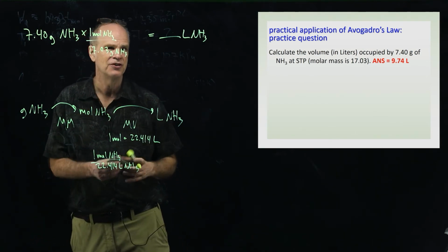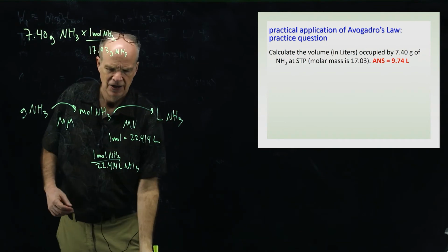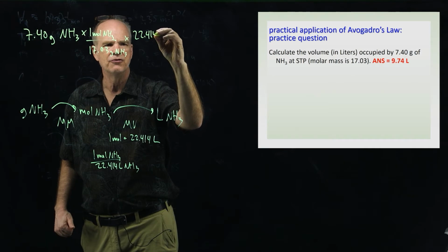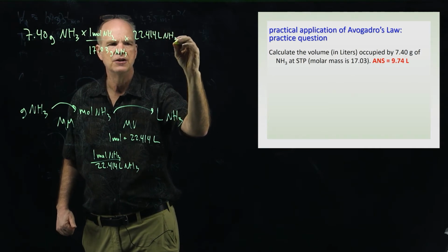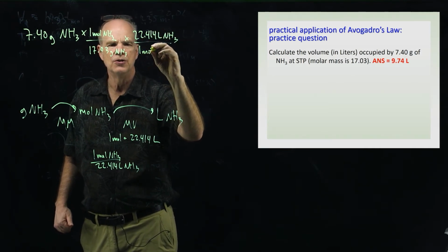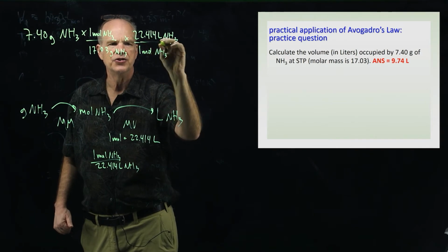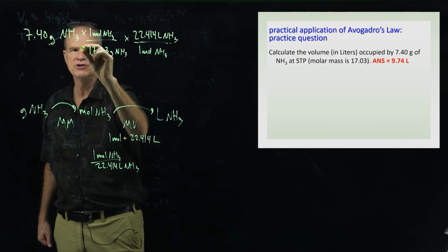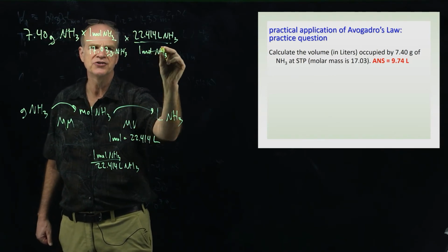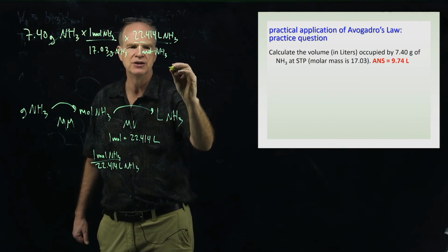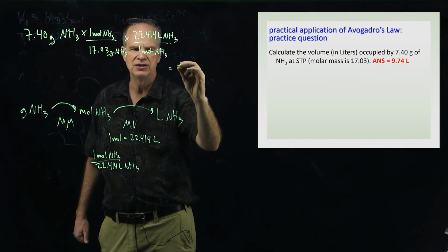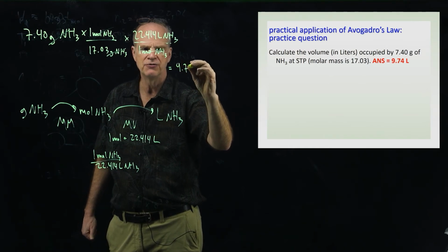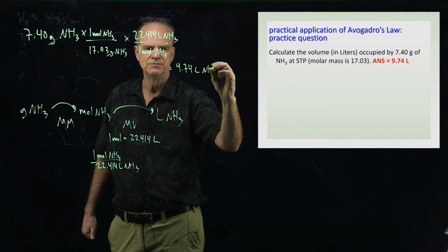Let me give myself a little bit more room here. There we go. So it's times 22.414 liters of ammonia over 1 mole of ammonia. Let's confirm that the answer is going to be in the units that we want. Grams of ammonia cancels, moles of ammonia cancels, and so we get an answer in liters of ammonia. If you work out the math and correct the answer to the right number of significant figures, it's going to be 9.74 liters of ammonia.